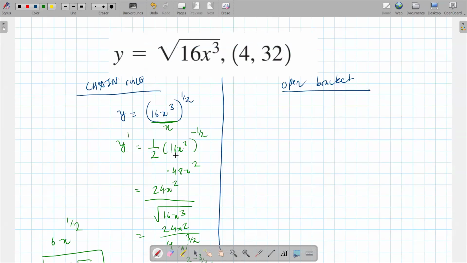the open bracket method, which is this. This becomes square root of 16 over square root of x^3. Square root of 16 is a 4. We haven't done anything yet. This is still y. This is still y. This is x to the power of 3/2. What will be y prime? If this is y, what's y prime?